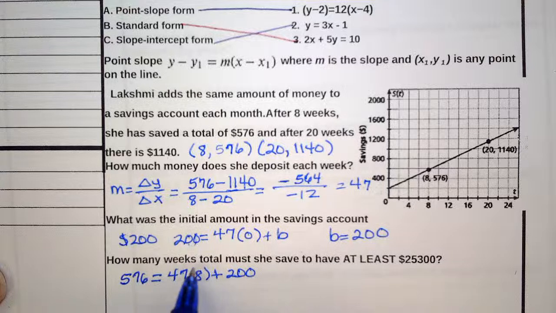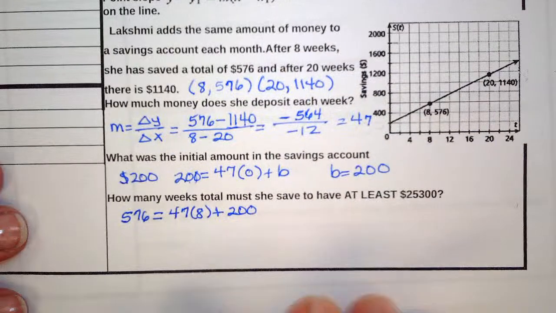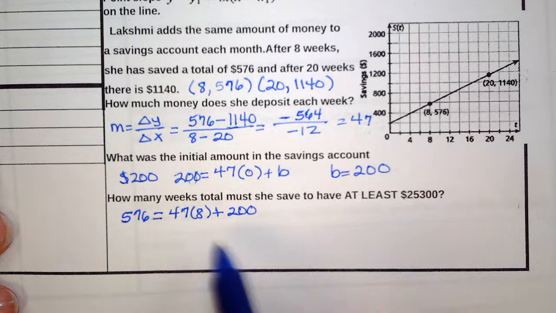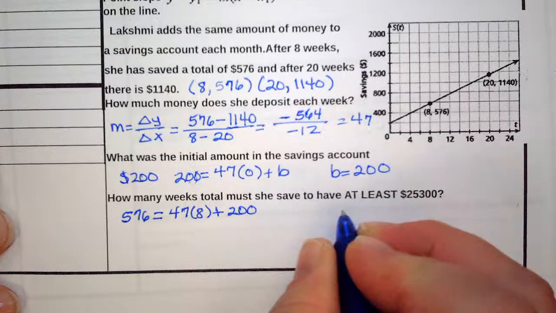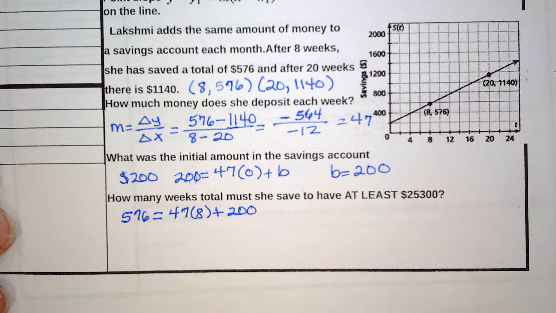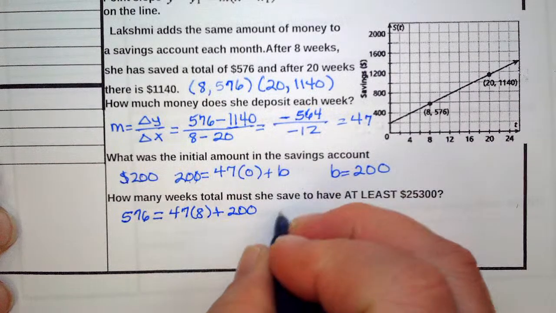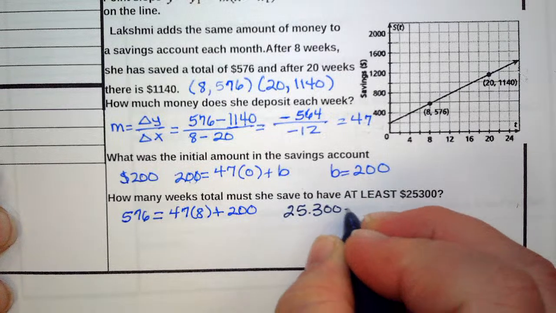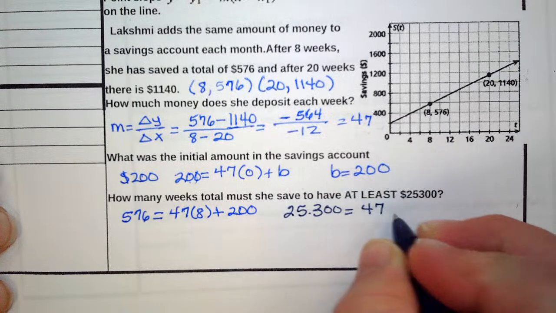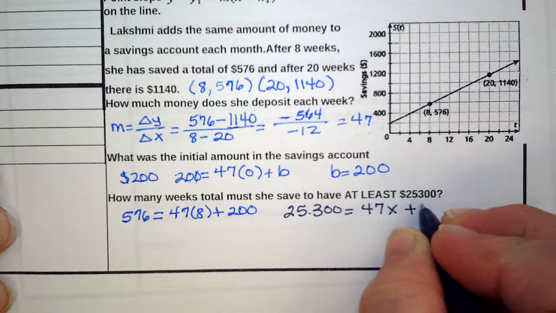So how many weeks total must she save to have at least $25,300? I know my slope, I know my output, but I do not know my input. So I'm going to start off with 25,300 is equal to 47 times x plus 200.